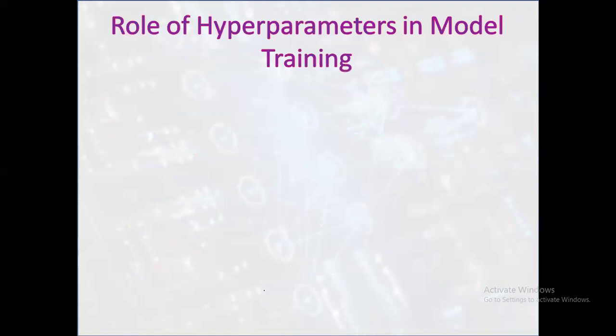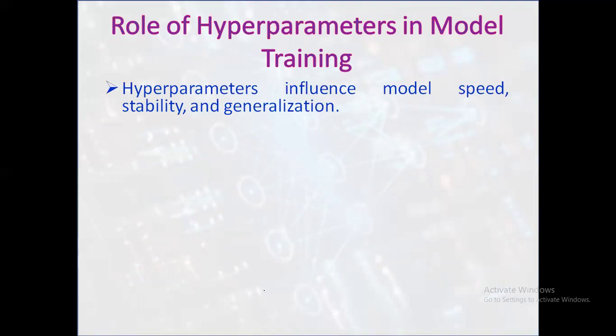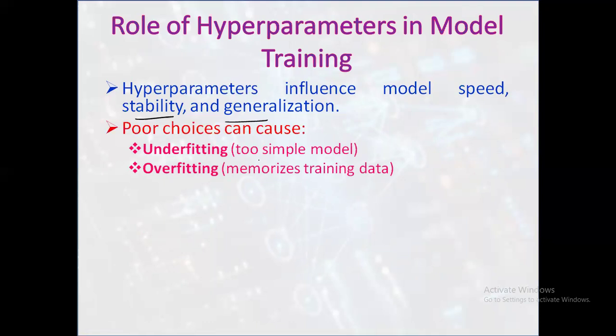Next, the role of hyperparameters in training. Hyperparameters influence model speed, stability, and generalization. The right combination of hyperparameters ensures that the model trains efficiently, converges to a good solution, and generalizes well to unseen data. They affect not just the final accuracy but also the time and resources required for training.